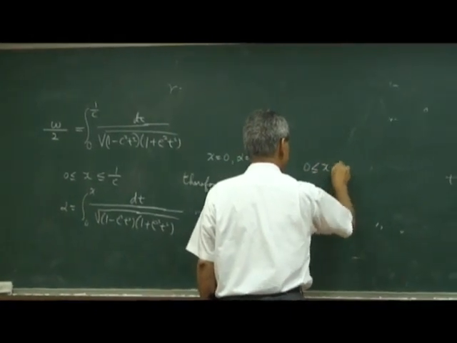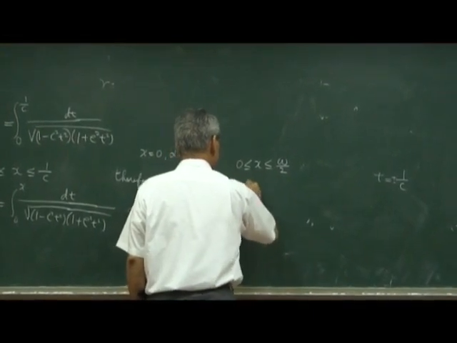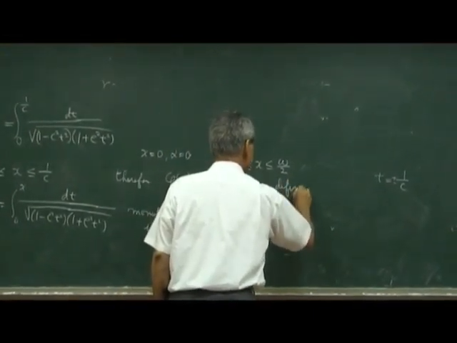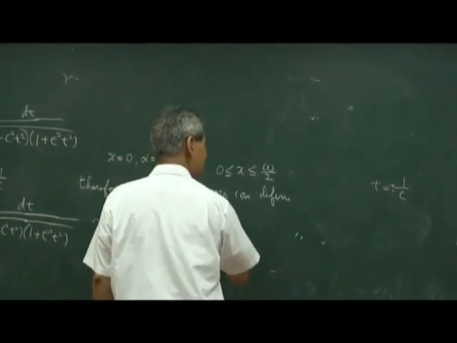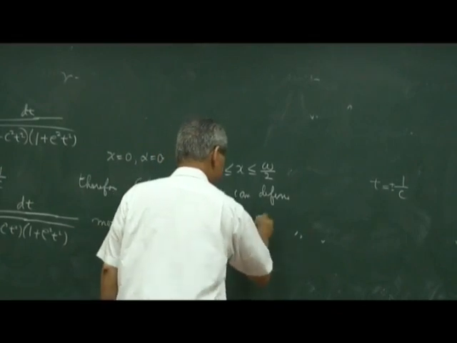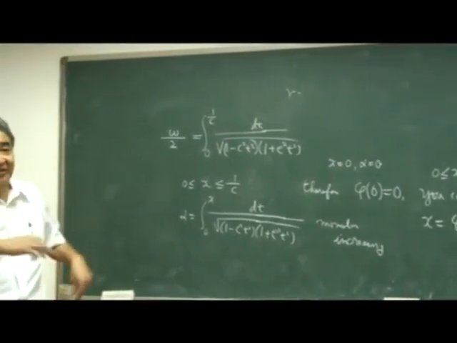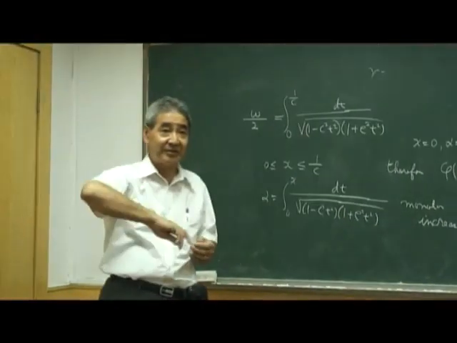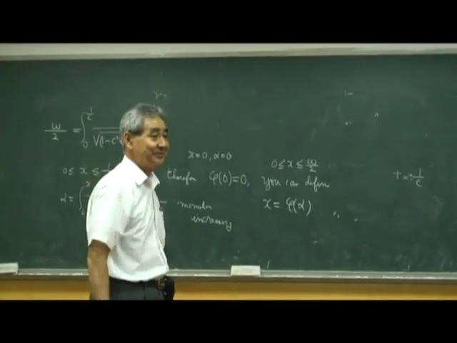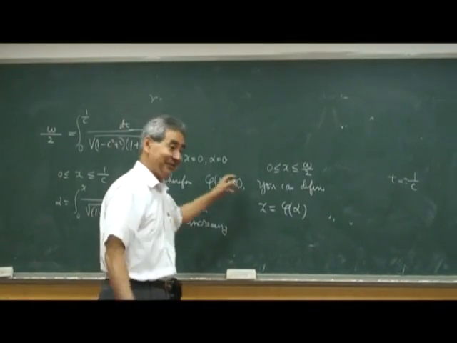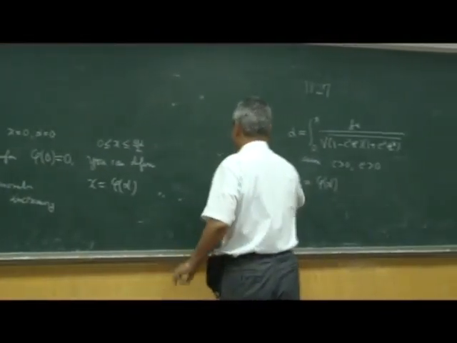Then on this interval you can define the inverse function, x as a function of alpha. That's okay? Because it's monotone increasing, you can take an inverse function of this. So I will be very careful about it. You can only define this function at the moment here.